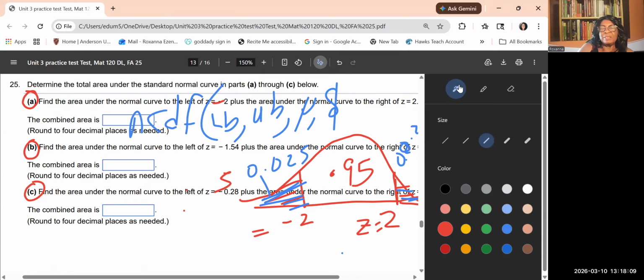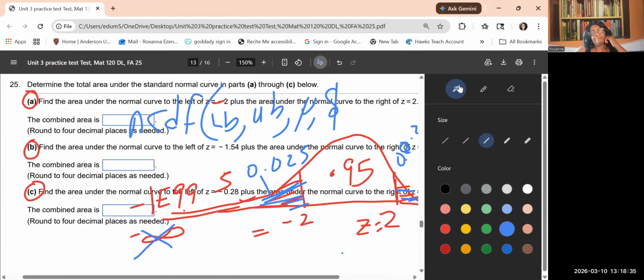Actually, lower bound is negative infinity. Why do I say negative infinity? To the left of -2 is negative infinity. And I want you to remember that your calculator does not understand infinity. So you cannot just put infinity there. You can't put negative infinity there. No. You must type in -1 to the power 99.